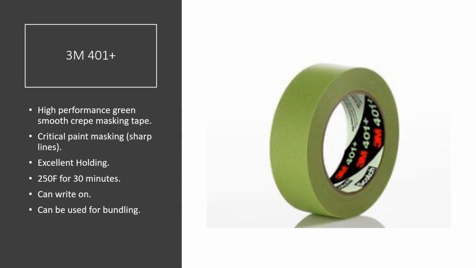Moving along, we have 3M 401 Plus. This masking product is a step above the 301 Plus, so it can withstand 250 degrees for 30 minutes. Can write on as well, can be used for bundling. Really, the main difference is it has better holding strength. It has that little bit higher temp resistance and has sharper lines than the 301 Plus for paint masking.